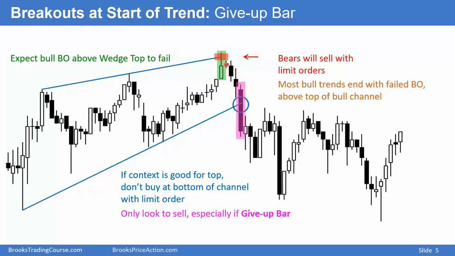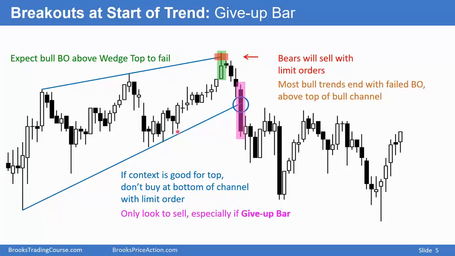A lot of traders, when they see a reversal and they see 3 consecutive bear bars, they'll sell at the market. As soon as this bar closed, there were so many orders to sell at the market, the next bar opened below the open of that bar. That's a sign of very eager bears. And by the close of the bar, we had a very big bear trend bar. That means that bulls gave up.